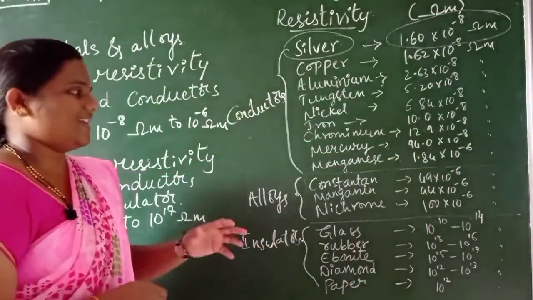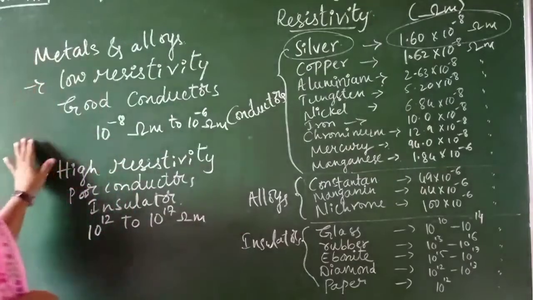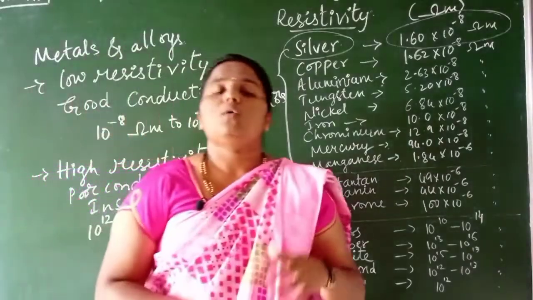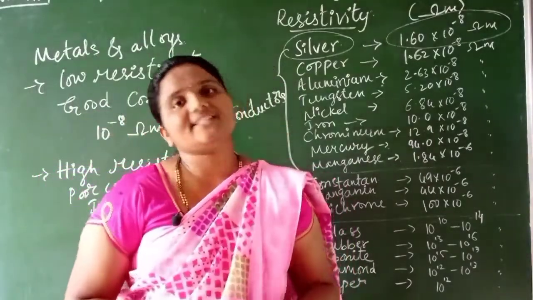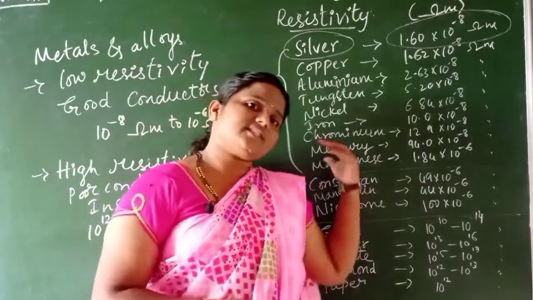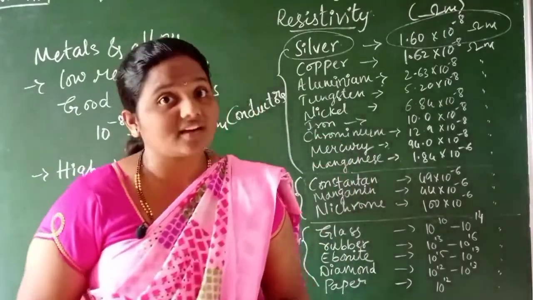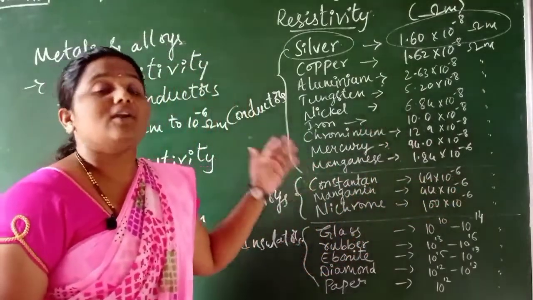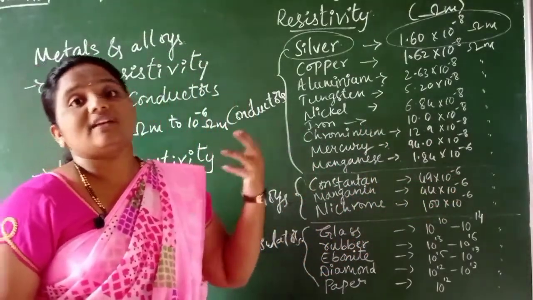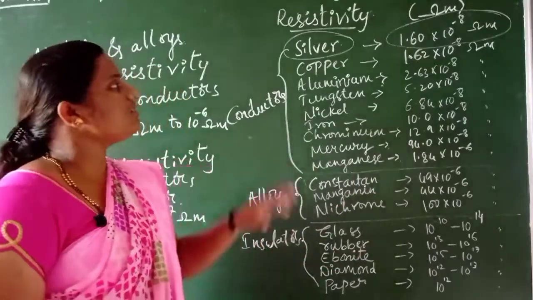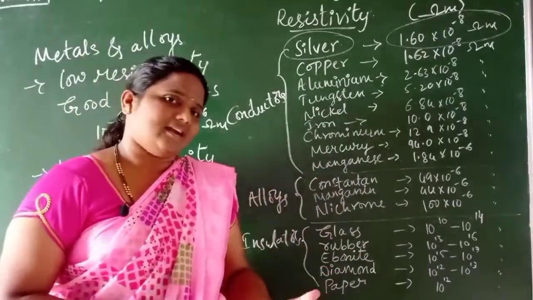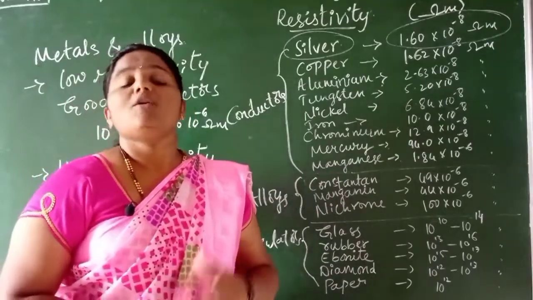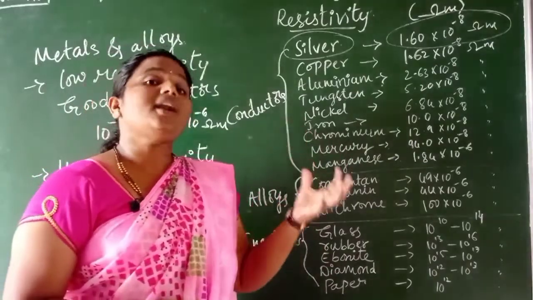Got it, children? Yes. I hope in this class you all understood what the factors are which affect the resistance of a conductor, and how resistivity depends upon certain factors, and that good conductors have a low resistivity and poor conductors have a high resistivity. All such important things we have learned. In our next class, we will solve a few numerical problems based upon these, children.